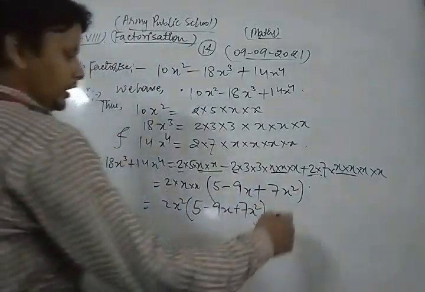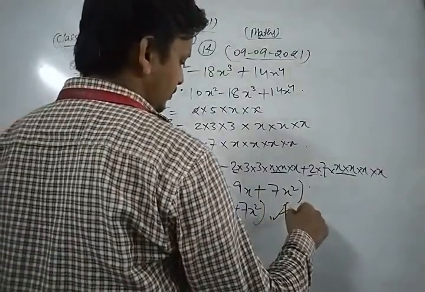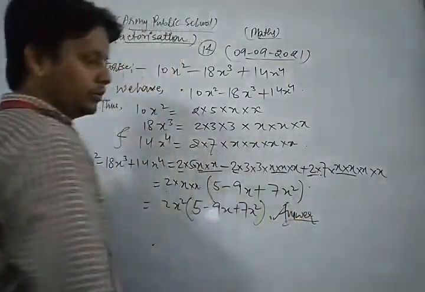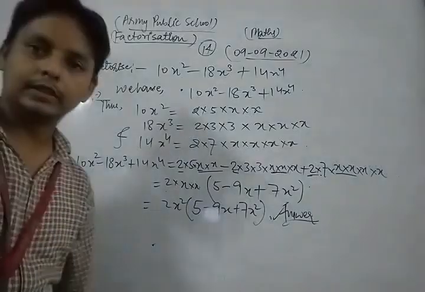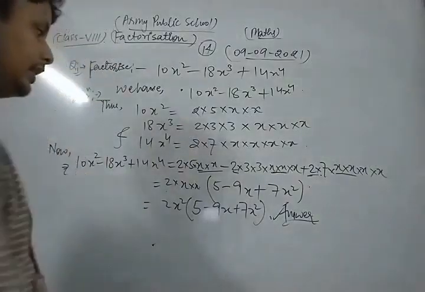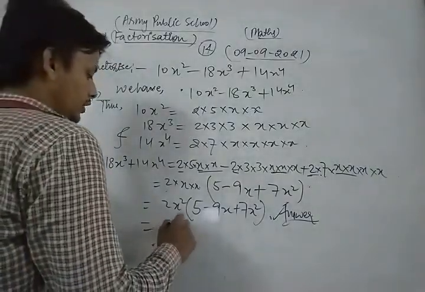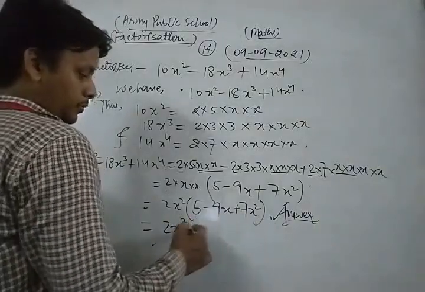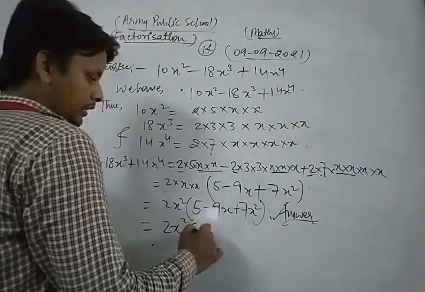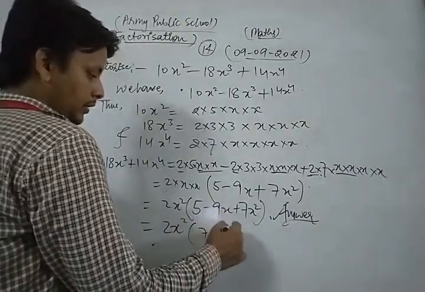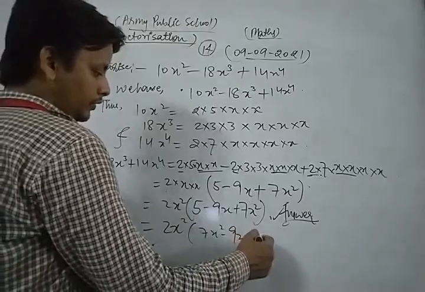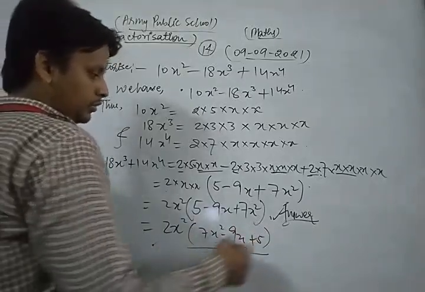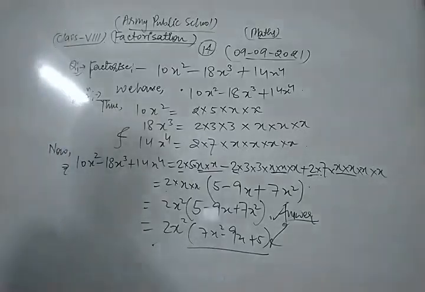So this is the required solution of the given question. We can write this answer in this way also. This is 2x square, so we can write also 7x square, this is minus 9x and plus 5 at last. We can write in this way also. This is also a required solution.